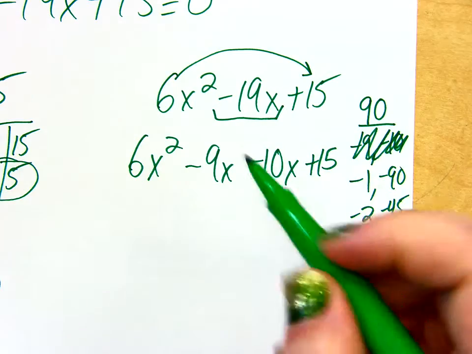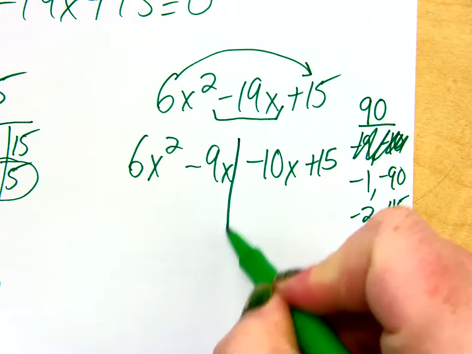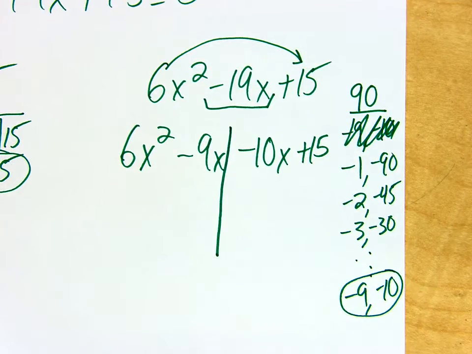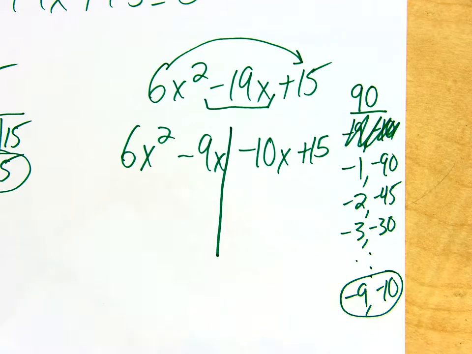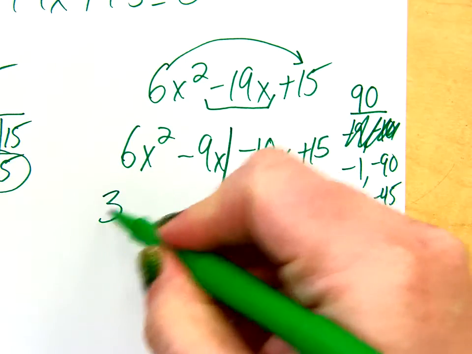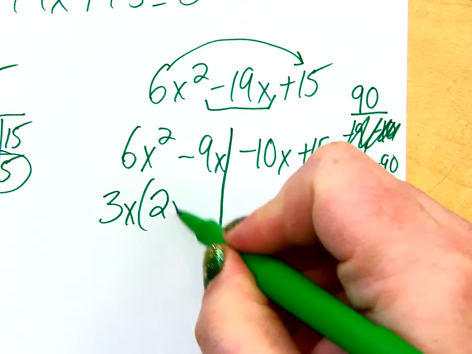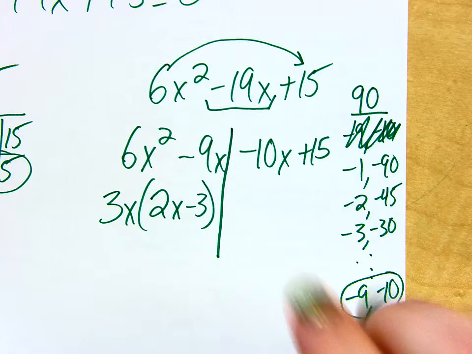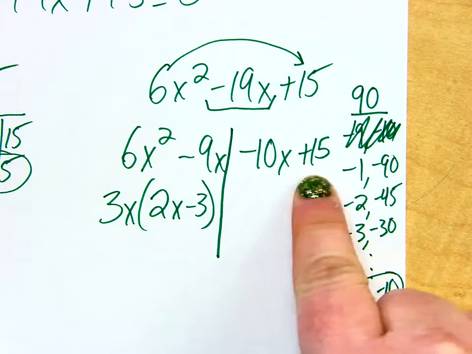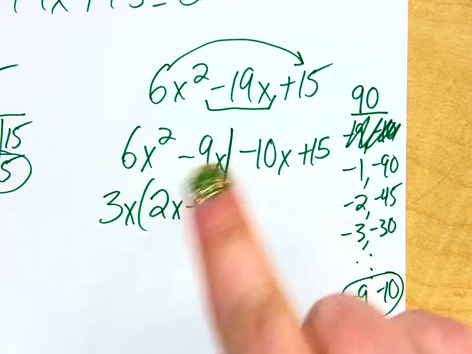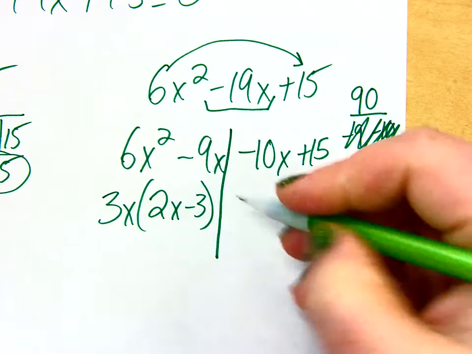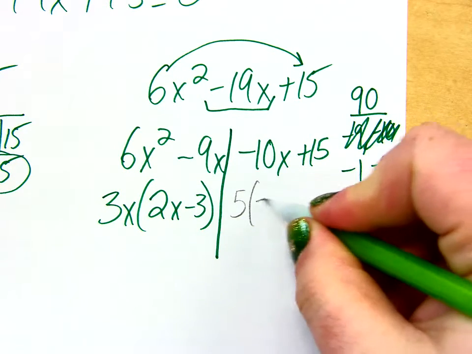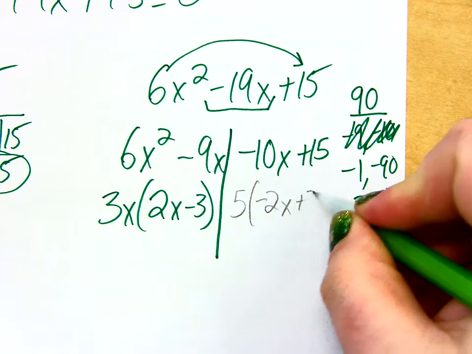So what we do is I literally draw a line after the second number, and then you just factor each side. So what can I take out of 6x squared minus 9x? 3x. And then what's left over is 2x minus 3. What can I take out of this side? You could take out a 5. Watch what happens. I want to show you what happens if you do take out a positive 5. If you take out a positive 5, you're going to be left with negative 2x plus 3.